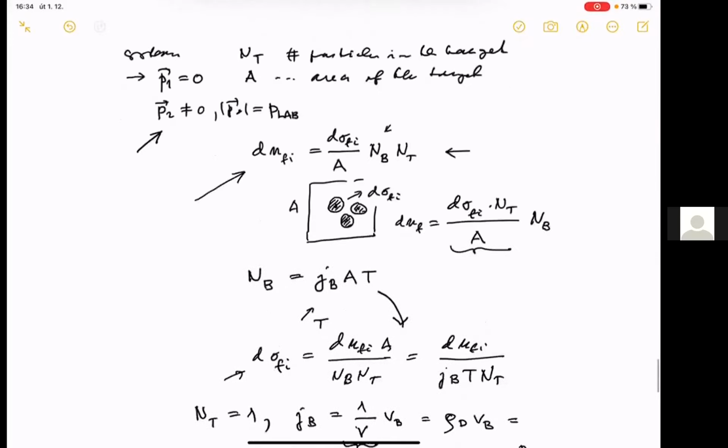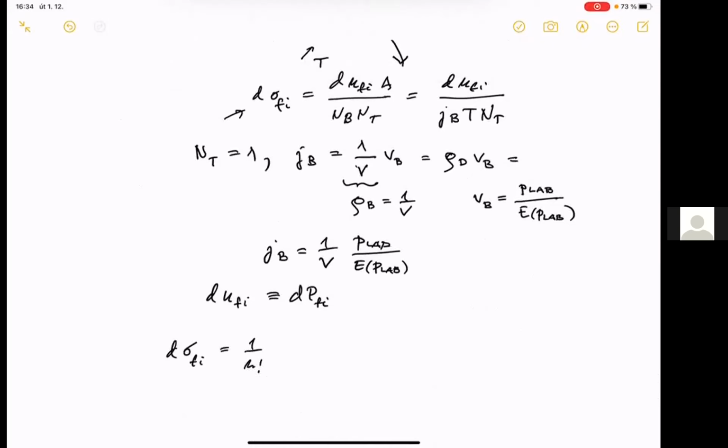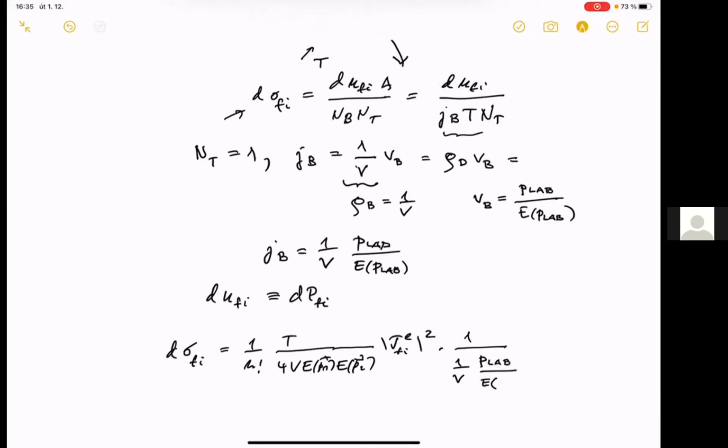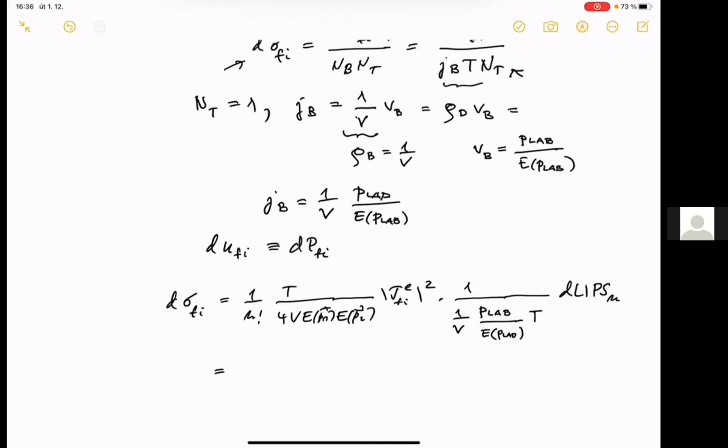this 1 over n factorial times T over 4V, energy of particle 1 times energy of particle 2, times this T_Fi connected squared, times just these factors, that means 1 over this J_B, this is 1 over V times this laboratory momentum over the energy of this particle 2, this is the laboratory energy of this particle, times this T, and T is 1, and what remains is just this Lorentz invariant phase space for the n-particle final state. So we see that we can cancel this T, cancel this V, and this is okay, since then the regularization can be easily removed.